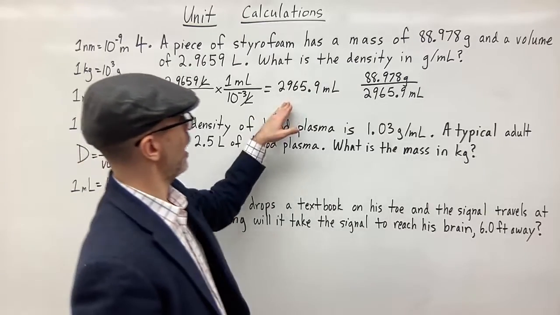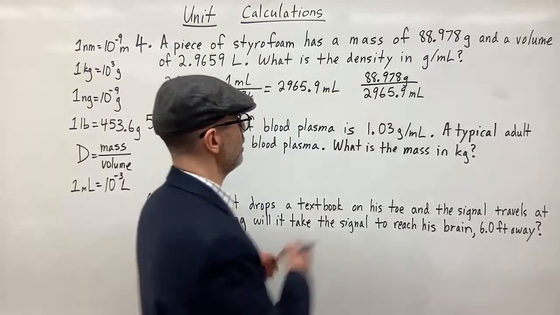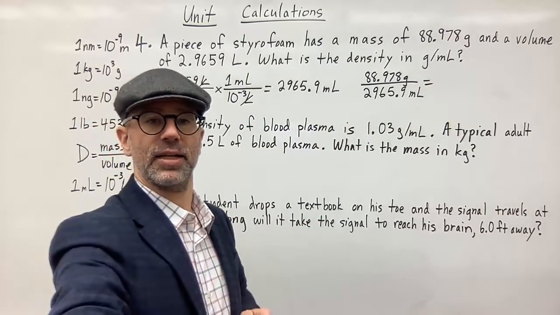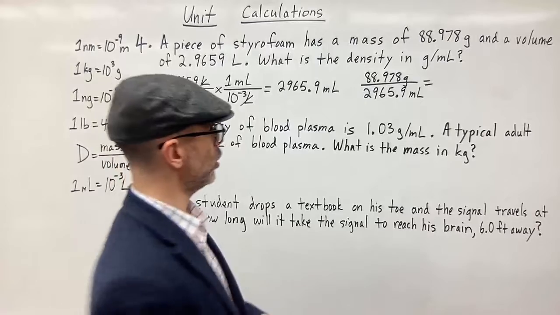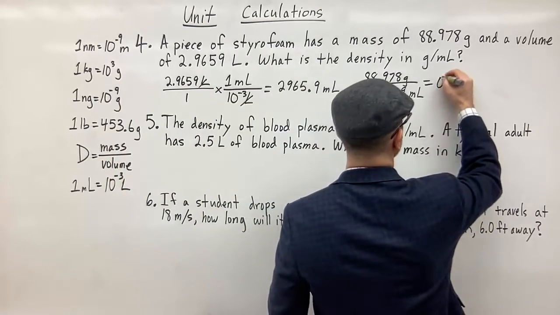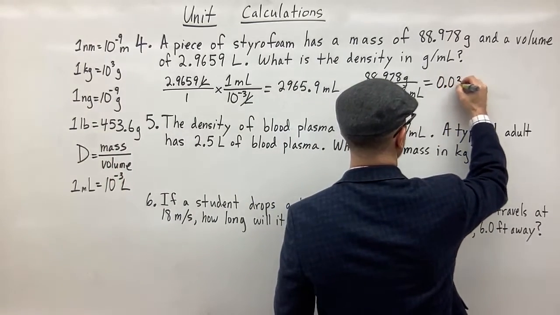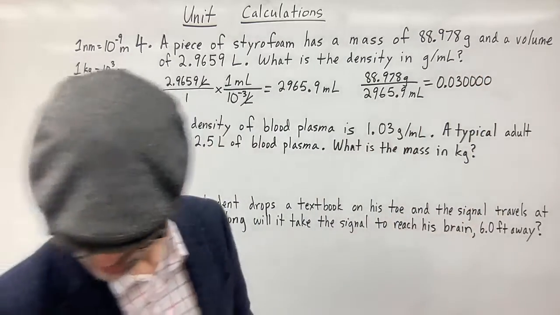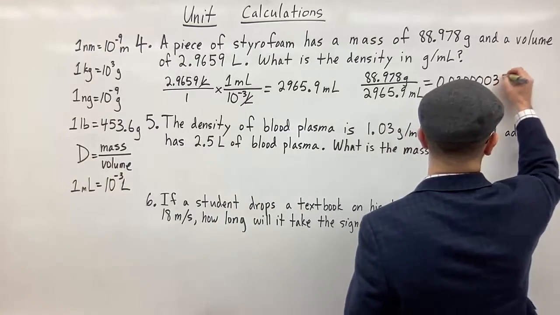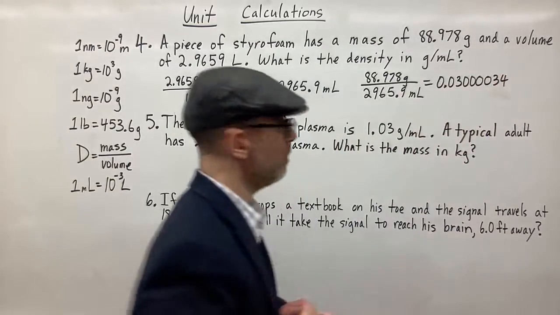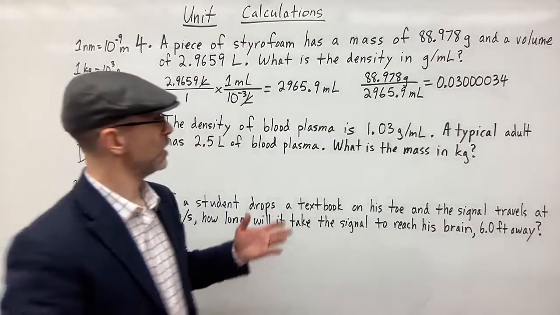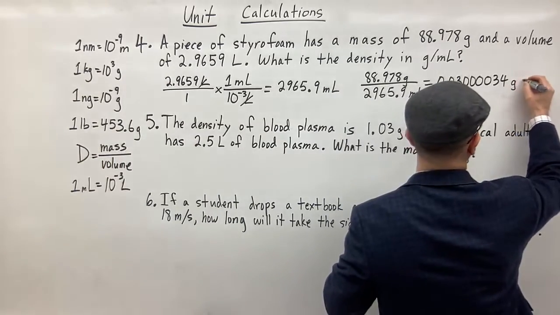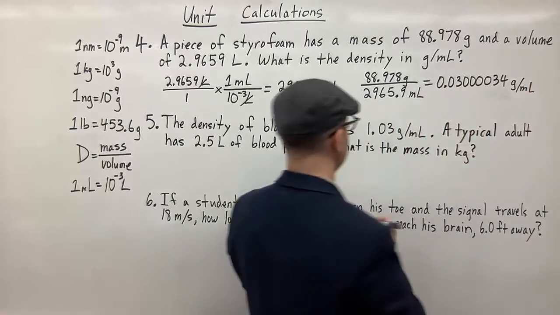So now I bring it over here. Now I'm going to divide, and when I divide those numbers, I get 0.030000. I think there's 4 zeros and then 3, 4. That's what my calculator gives me. But I can't keep all those digits. Oh, I forgot the units, grams per milliliter.